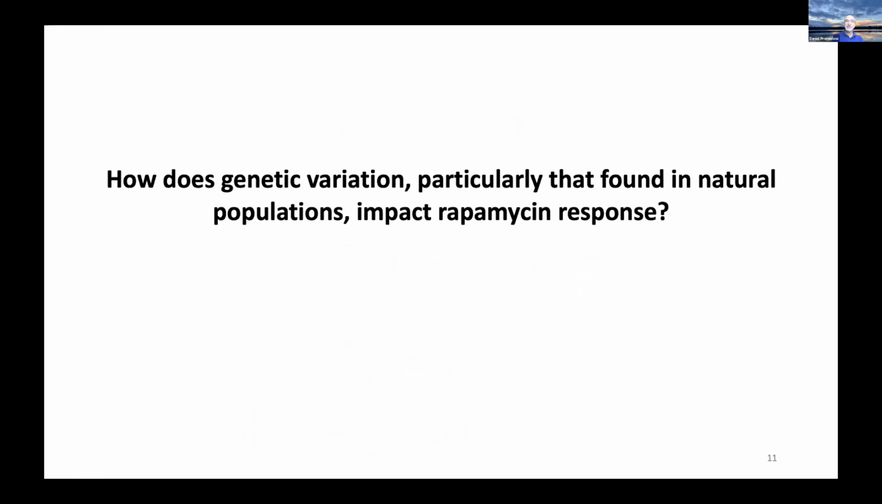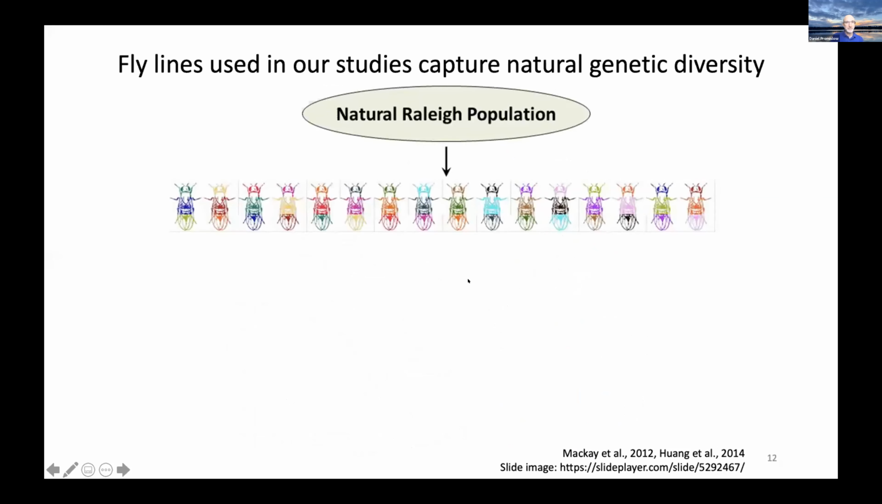So the question is, how does genetic variation, especially natural variation, the kind of natural variation that Kelly was just talking about previously in humans, we're interested in that natural variation in fly populations and how that impacts the response to rapamycin. To do this, we're using a population called the DGRP, or Drosophila Genetic Reference Panel.